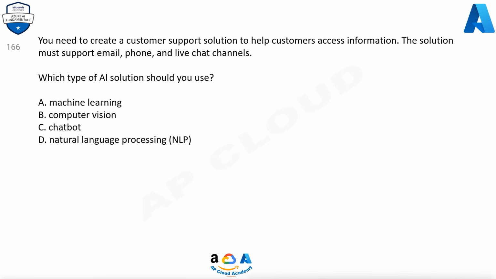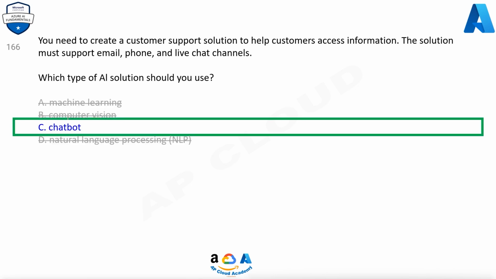166. You need to create a customer support solution to help customers access information. The solution must support email, phone, and live chat channels. Which type of AI solution should you use? A. Machine learning. B. Computer vision. C. A chatbot. D. A natural language processing, NLP. C. A chatbot.